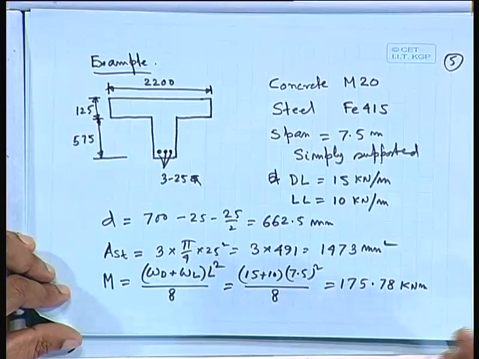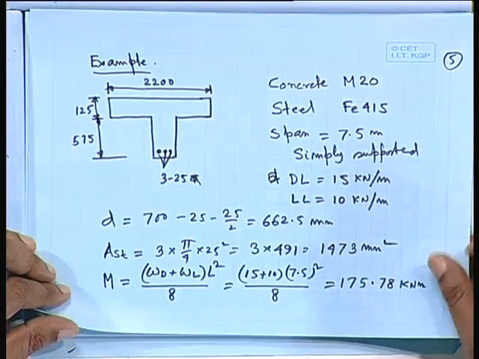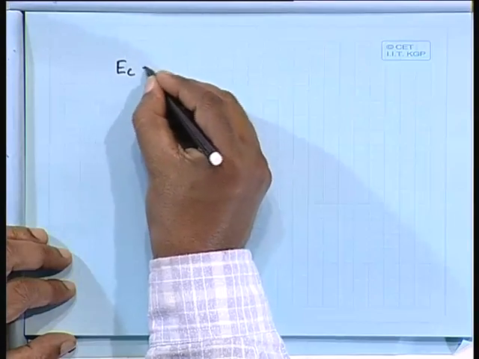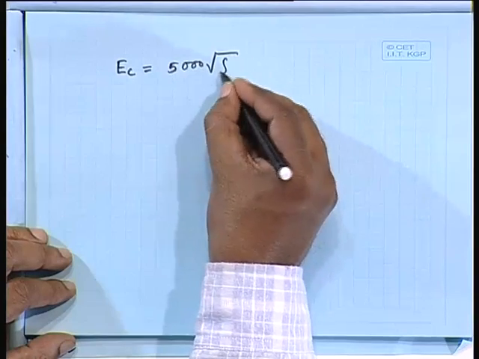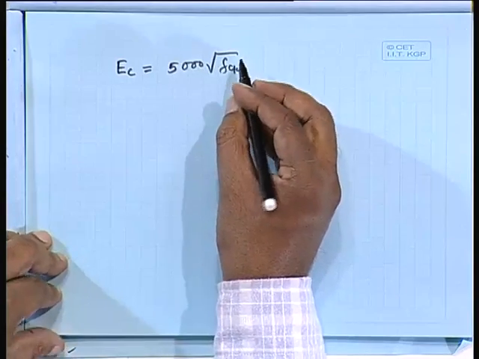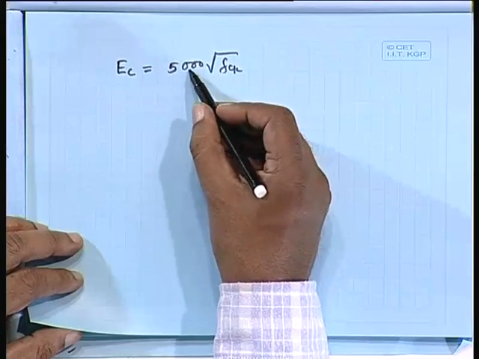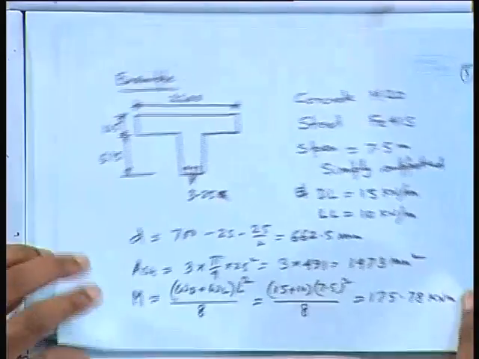Now, let us find out that Ec. Ec equal to 5000 root fck. In the new code, IS 456 2000, it is 5000. In the earlier code of 1978 it was 5700.